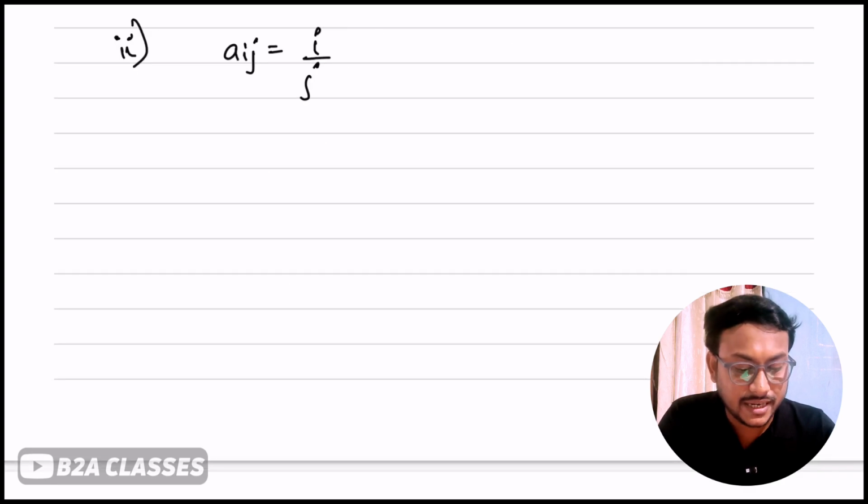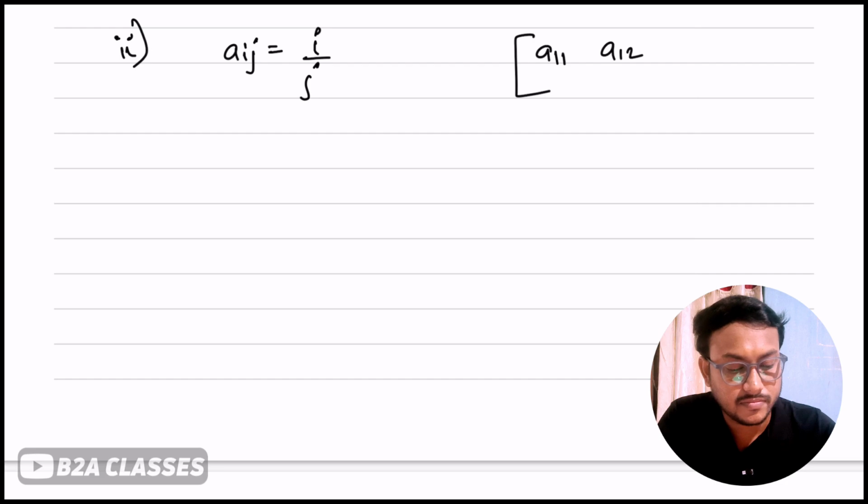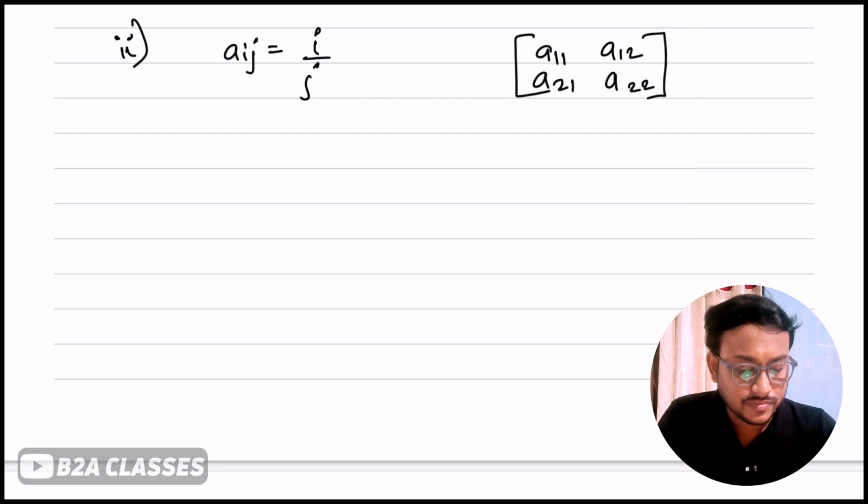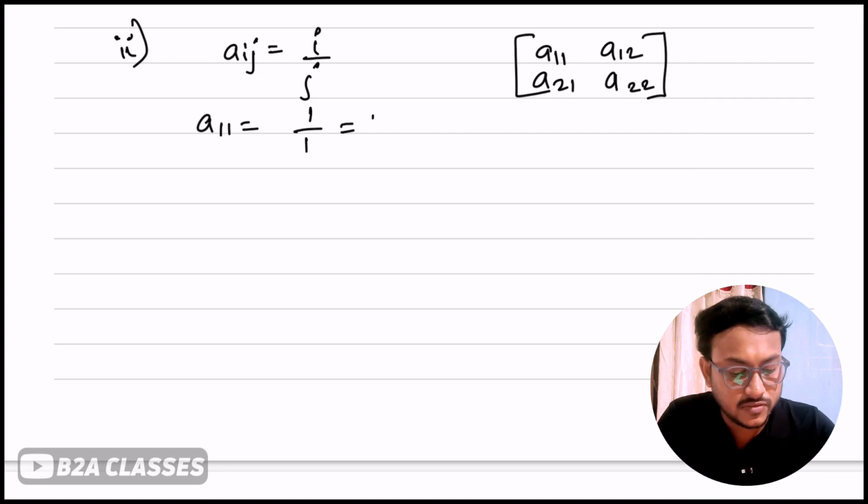So this is the next question, Aij. For this question also we have to construct a 2 by 2 matrix, and we have to find the same elements. Now to find the elements we will substitute the values of I and j. First we will find a11. So I will be 1 and j will be 1. So 1 by 1 is 1.